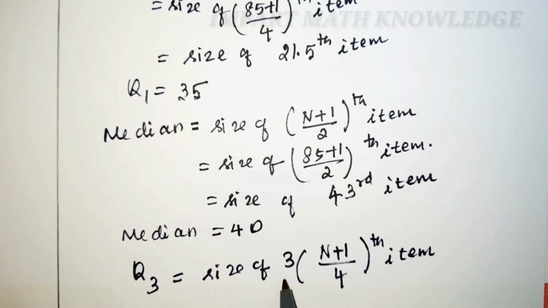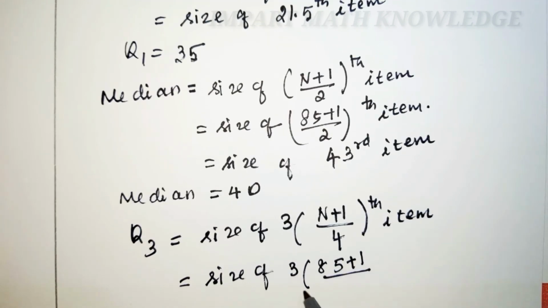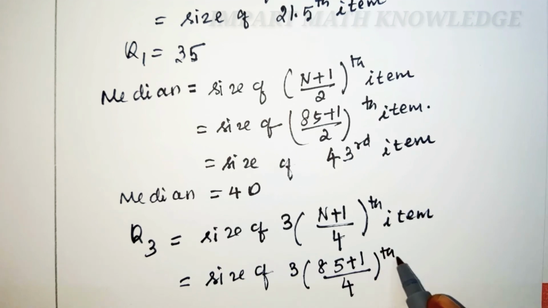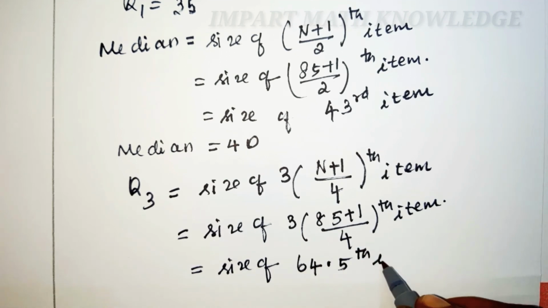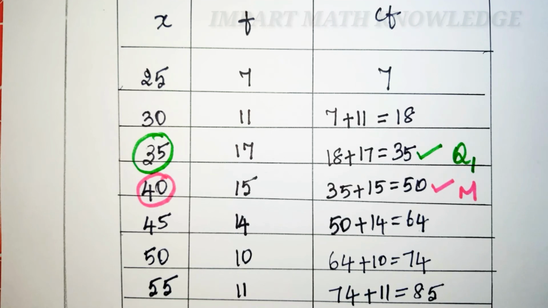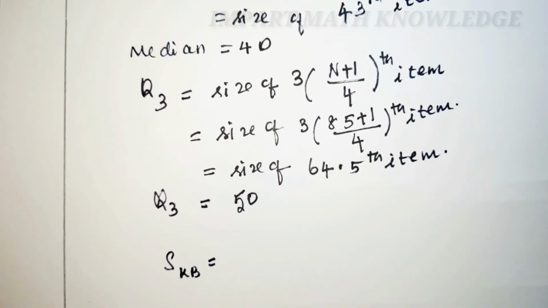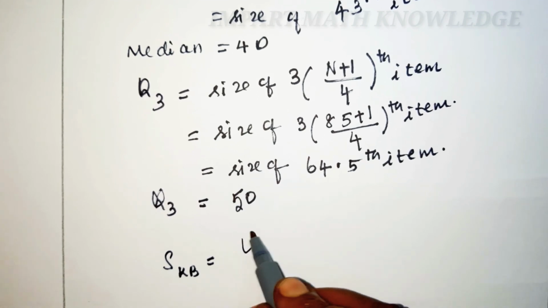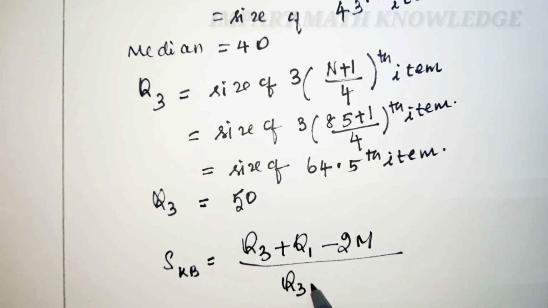Q3 is equal to size of 3 into n plus 1 by 4th item. That is size of 3 into 85 plus 1 by 4th item, which is equal to size of 64.5th item. In the cumulative frequency, 64.5 comes under this category. So the corresponding x value is the upper quartile. So Q3 is equal to 50. Bowley's coefficient of skewness is Q3 plus Q1 minus 2 median divided by Q3 minus Q1.